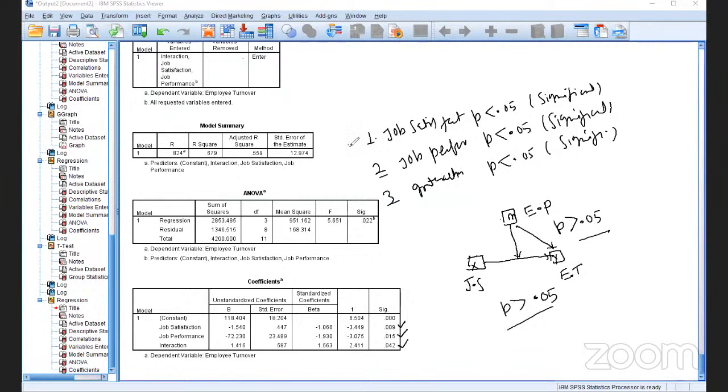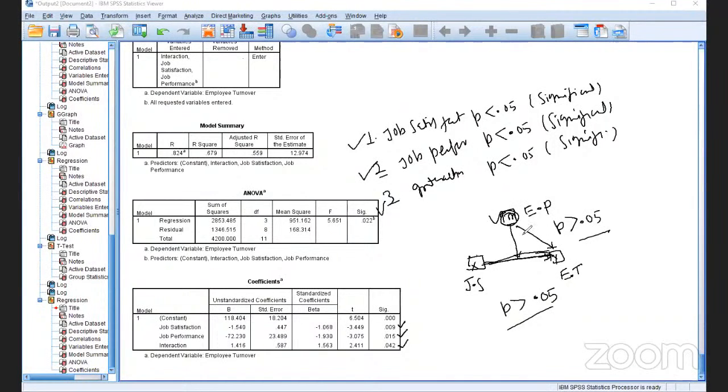impact in job satisfaction, job performance, and interaction. It means this particular moderator variable is working here. Earlier it was not significant, but with the presence of this moderator variable, it changed the relationship between the dependent and independent variable. Now you can see the impact.